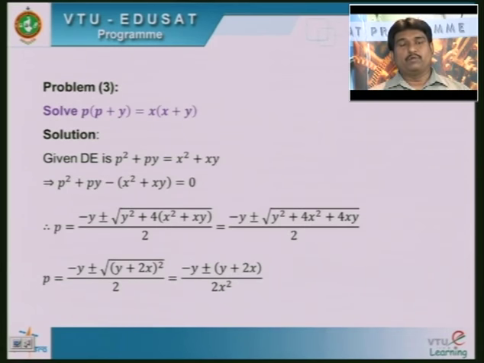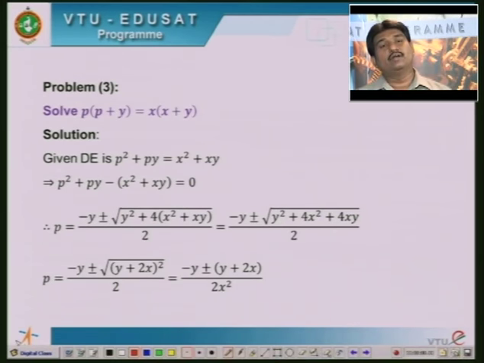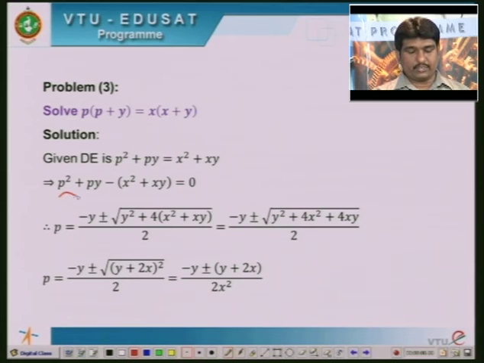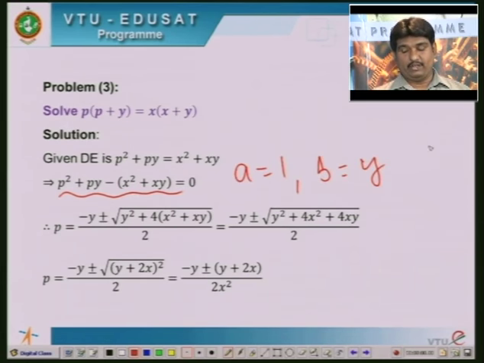Now, problem number 3, solve p into p plus y equals x into x plus y. This is a first order and higher degree differential equation. Degree of the differential equation is 2, p square term, and it is solvable for p because it is a quadratic equation. As you can see, it's a quadratic equation in p with a as 1, b as y, and c as minus of x square plus x y.